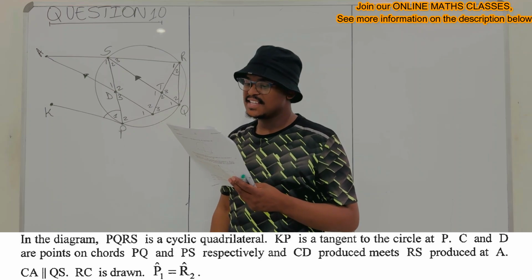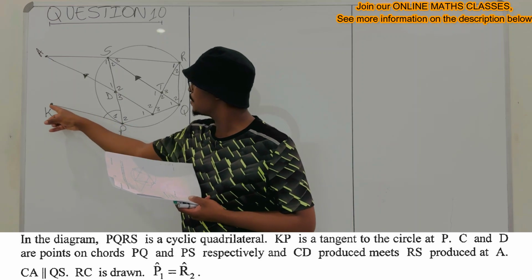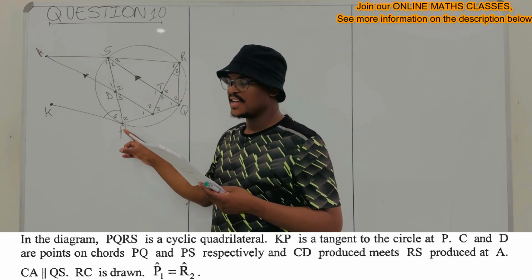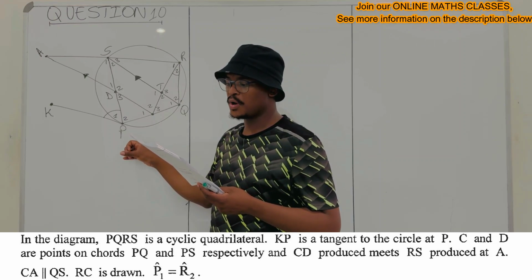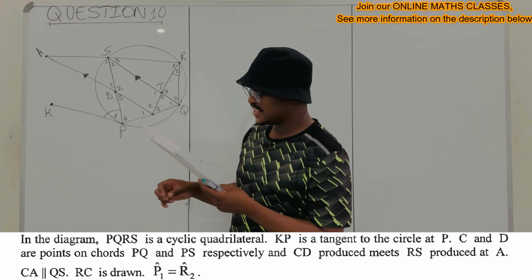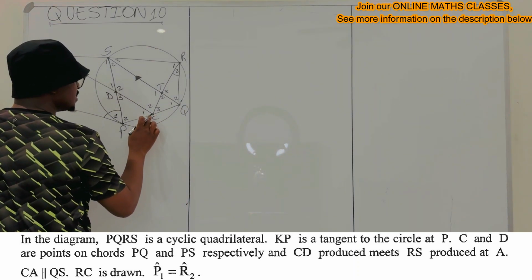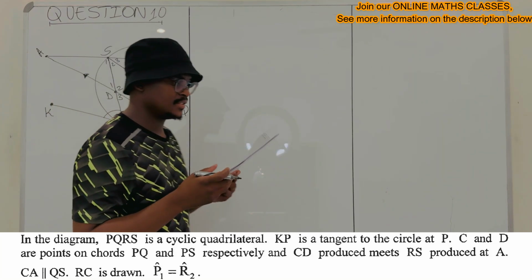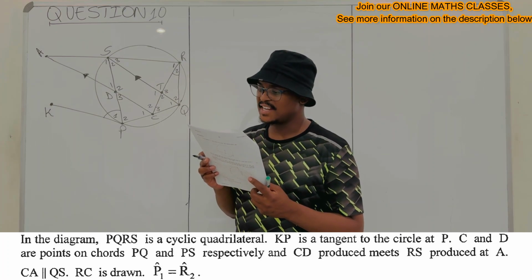Fine. They are saying KP is a tangent to the circle at P. So you can see KP over there. This line KP is a tangent to the circle at point P. C and D are points on chords PQ and PS respectively. So C is here. C is a point on PQ and D is a point on PS. Fine. CD is produced to meet RS at A.